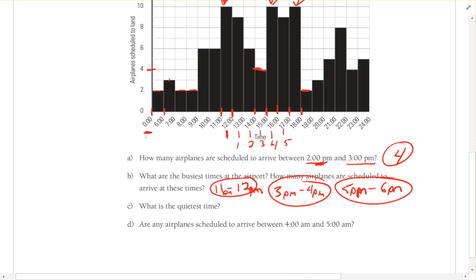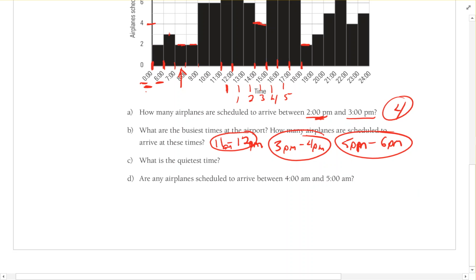But we need to look over here carefully, because it says this one was between 0 and 6. So there are 6 hours that go from here to here, when there's only 1 hour in between the rest of them. This goes up by a single hour each time. So in 6 hours there are only 2 planes, whereas if I look right there, in only 1 hour we get 2 planes. So our quietest time is going to be between midnight and 6 a.m., 12 a.m. to 6 a.m.